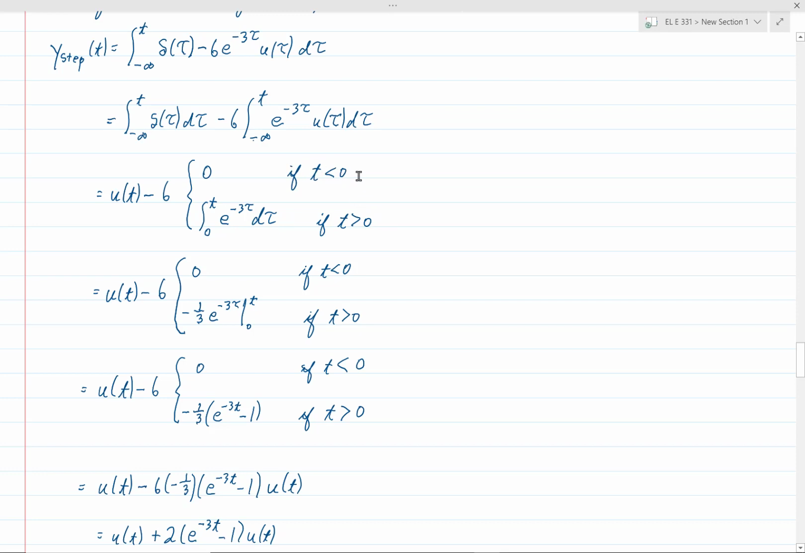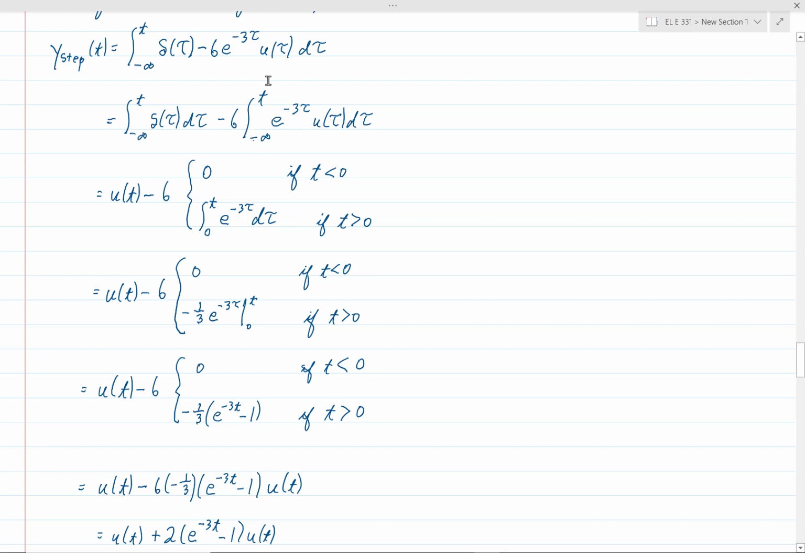Now let's think about how this goes. When t is less than 0, that means that the upper limit of the integral is less than 0. So we're integrating from -infinity up to some other negative number. We never do get to 0. Tau is always in the negative range. And in the integrand here, we have u of tau. And u of tau never becomes non-zero until tau gets into the positive range.